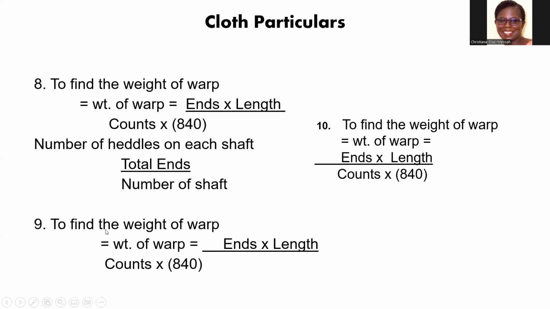Then to find the weight of the warp, how heavy the warp is, it's the weight of warp divided by count. The count will be given. That means how smooth or how heavy the yarn is. That one too will be given to you. Then to find the weight of the warp, I think it's here.